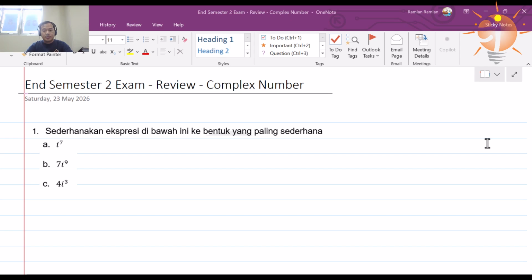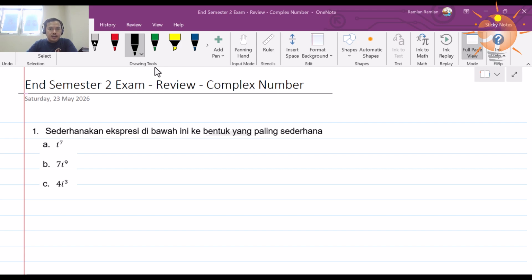Hello, good morning everyone. So today I'm going to make you a video about reviewing the topic for complex numbers and also for the circle equation, for the preparation for these end semester tests. So let's start from the first question: simplify the expression below into the simplest form.